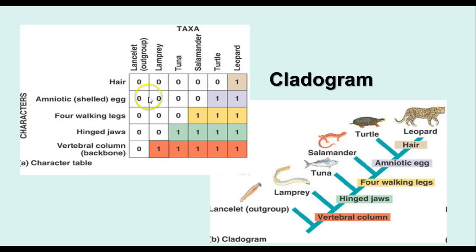Next, we have the development of the amniotic shelled egg, which separates the reptiles and mammals from that. And then the development of hair, which gives us the leopard. So you can classify them based on the number of shared characters that they have and figure out how they are separated from each other and what kind of major characteristic changes happen between the groups of animals.